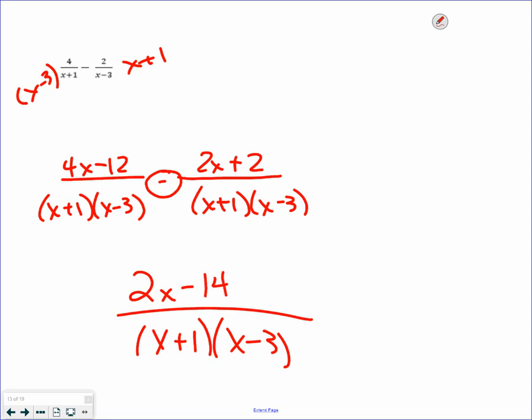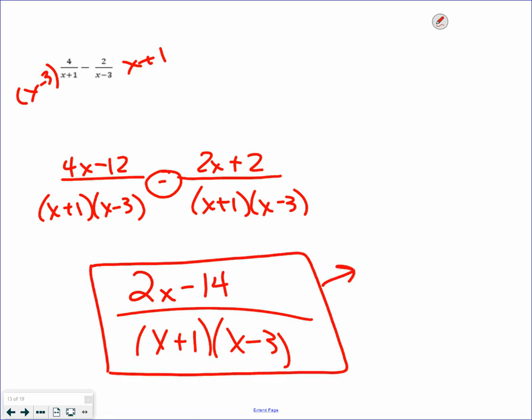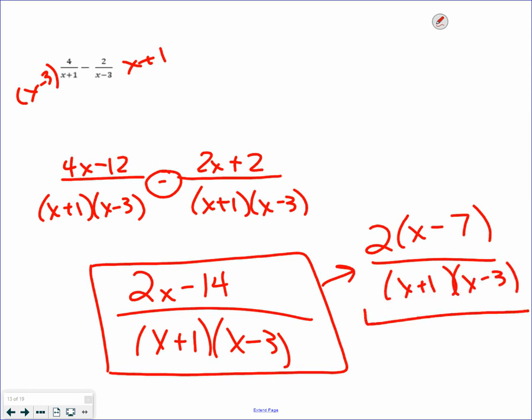Now, this answer is fine, but ultimately you should always try to factor the top just in case something might cancel. So this was the answer that I would probably expect, but both answers are actually correct.